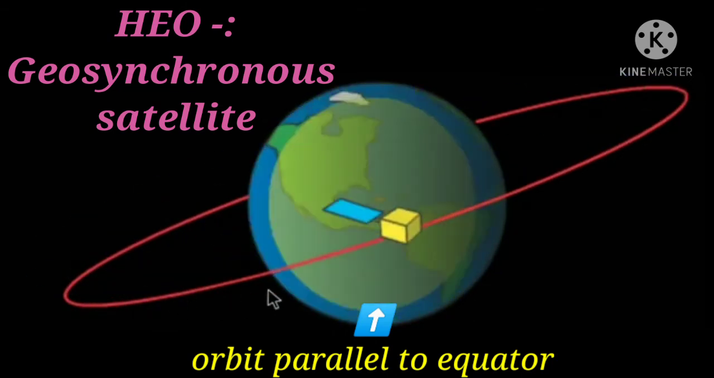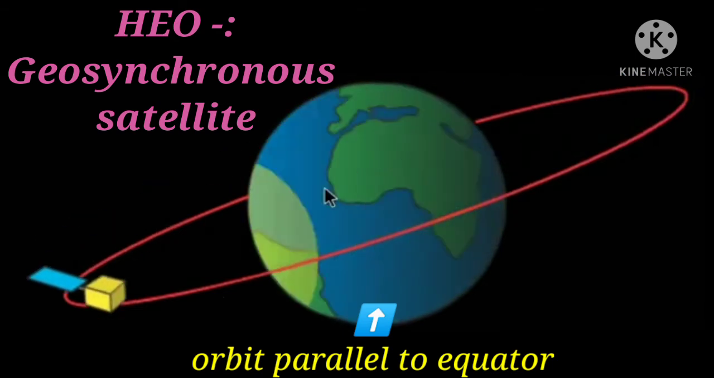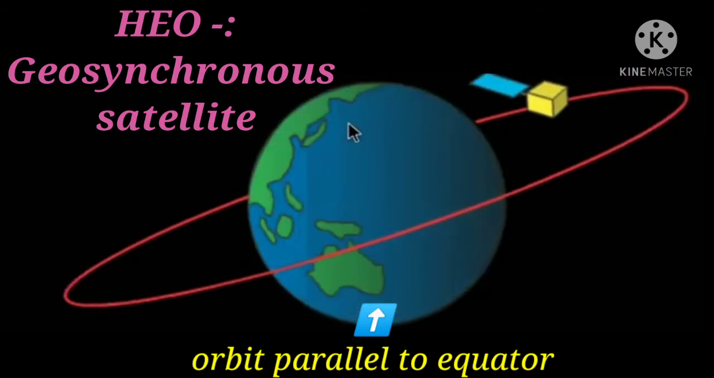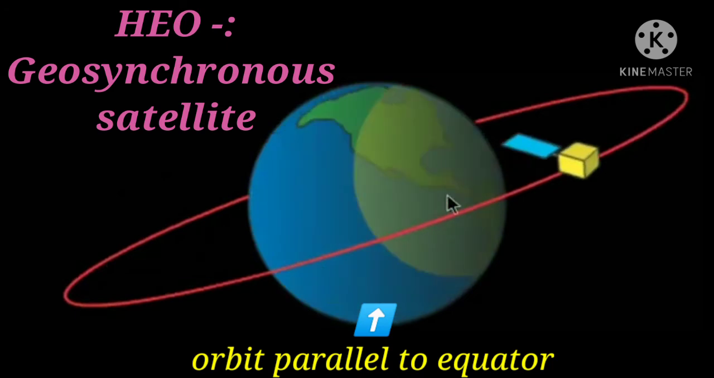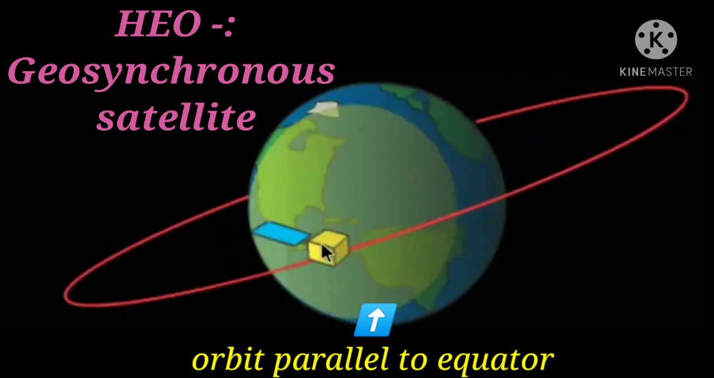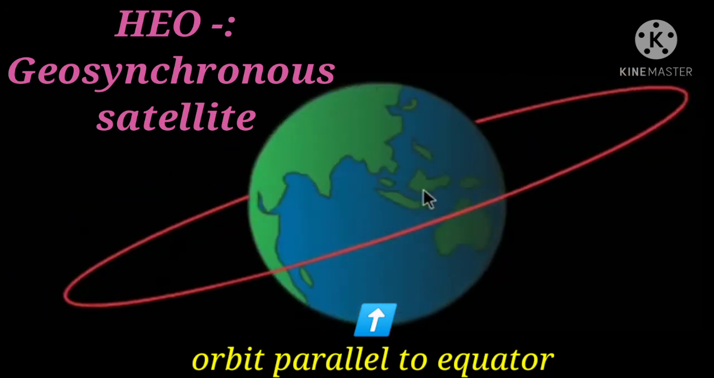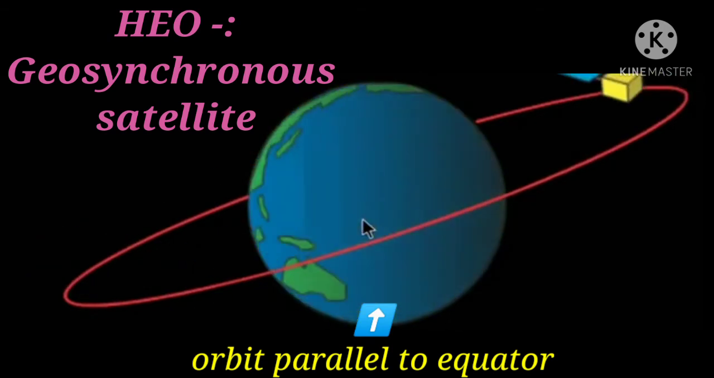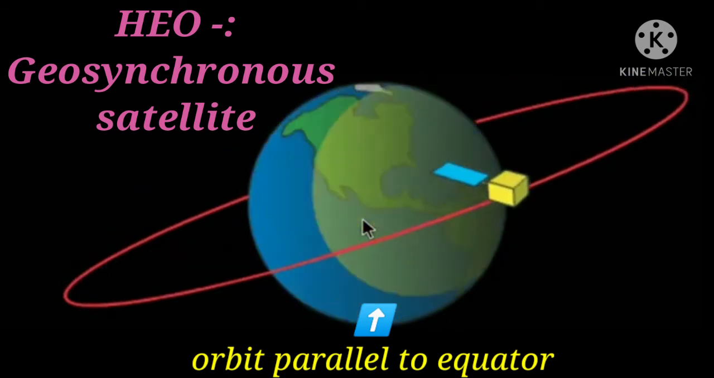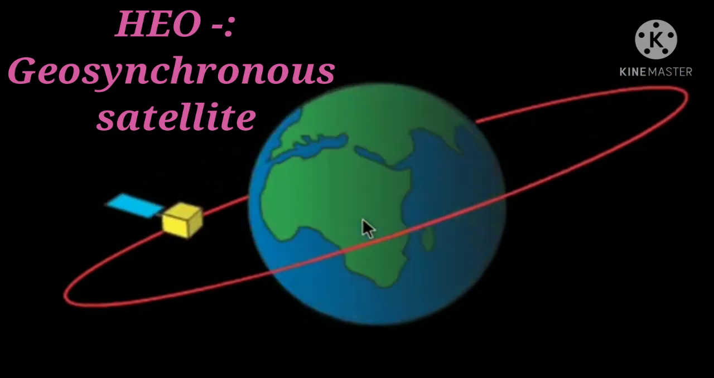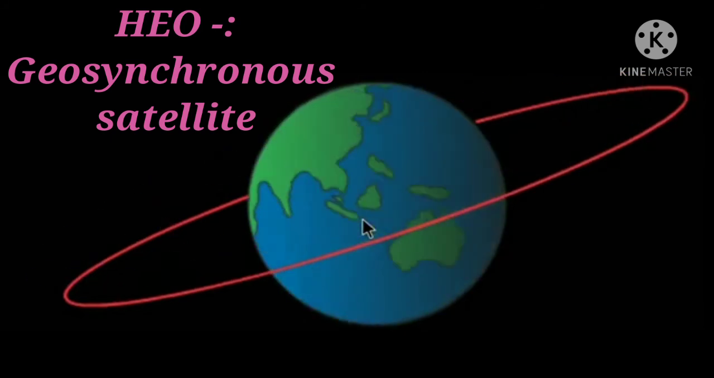You will see a yellow shaded portion on this Earth surface. This particular yellow shaded portion is the only region which is observed and studied by this satellite. So it is in contact with only one particular region or same area of Earth. That's why it is called stationary or geosynchronous satellite.